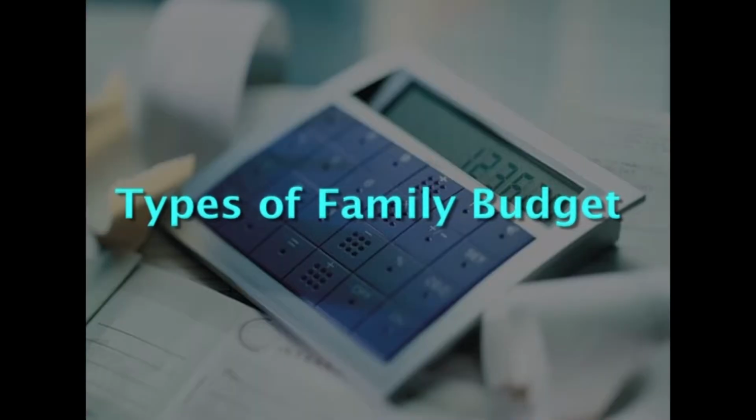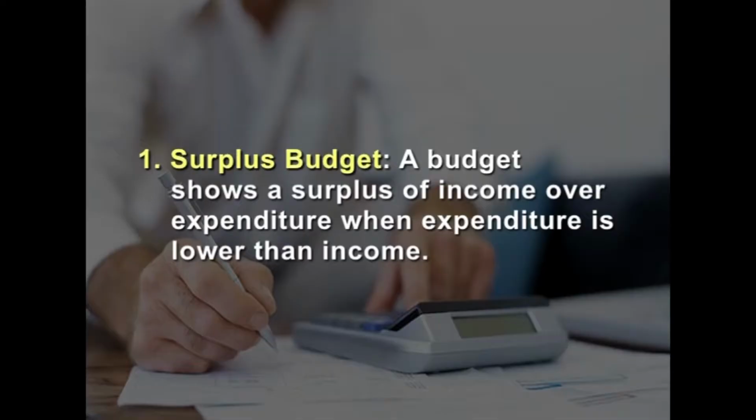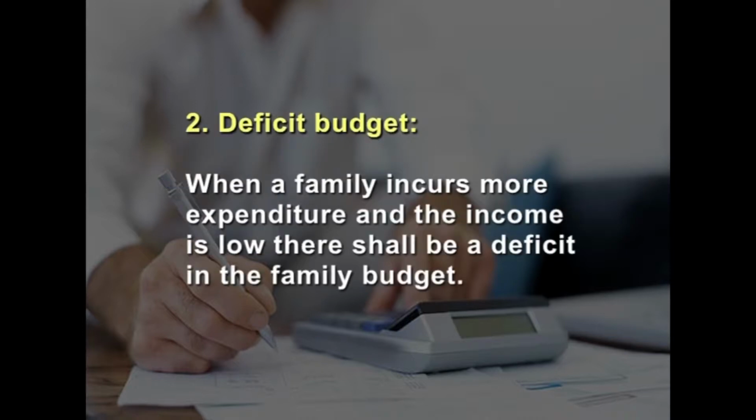Types of family budget. Family budgets are divided into three types. The first one is surplus budget. A budget shows a surplus of income over expenditure when expenditure is lower than income. The second one, deficit budget. When a family incurs more expenditure and the income is low, there shall be a deficit in the family budget.